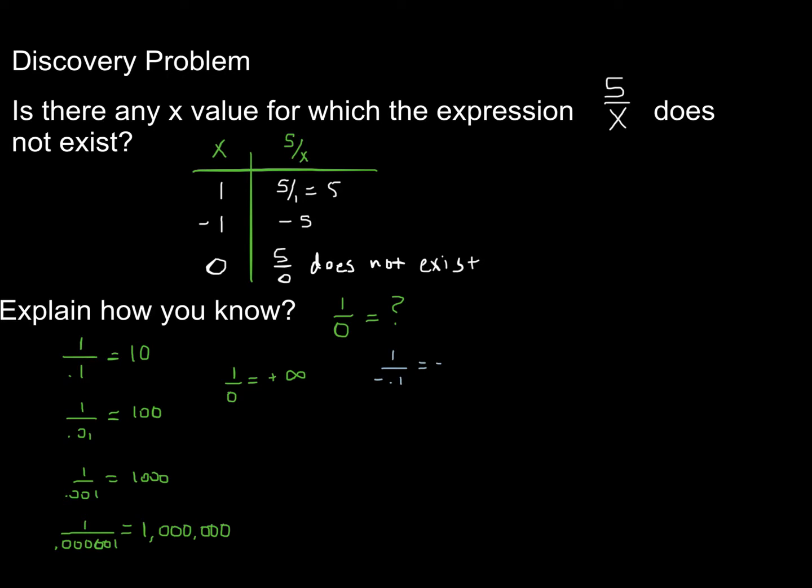Well, here you'll get negative 10. Now let's do 1 divided by negative 0.01, and you'll get negative 100. All right, let's just fast forward. We know that 1 divided by negative 0.001 will be negative 1,000. So let's go all the way to our extreme, and let's do negative 0.000001, and here we'll get negative 1 million.